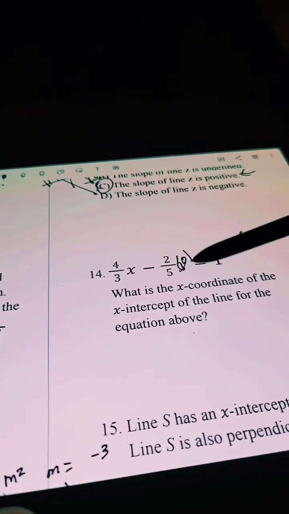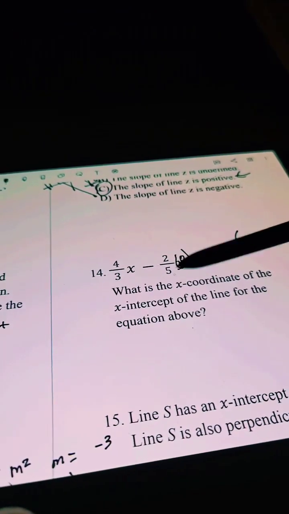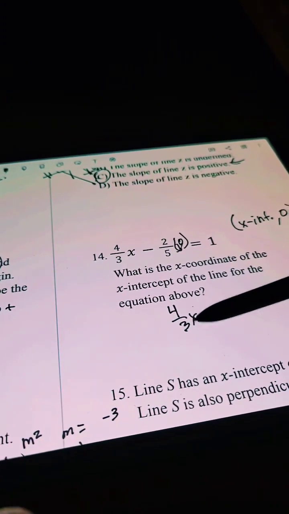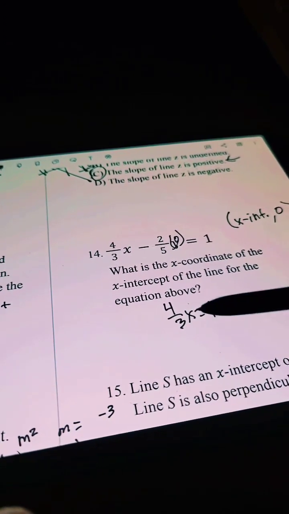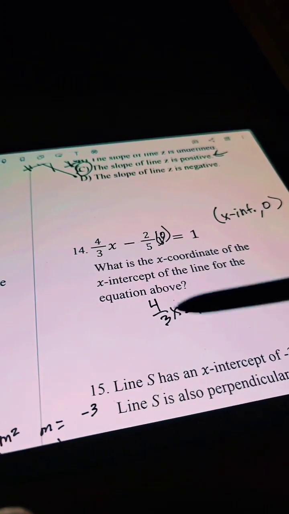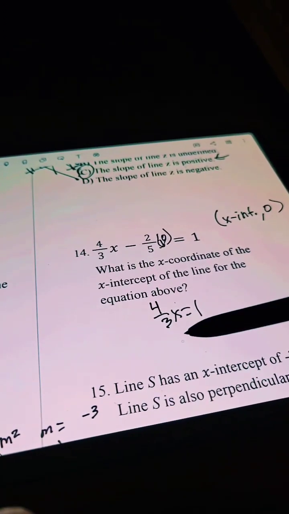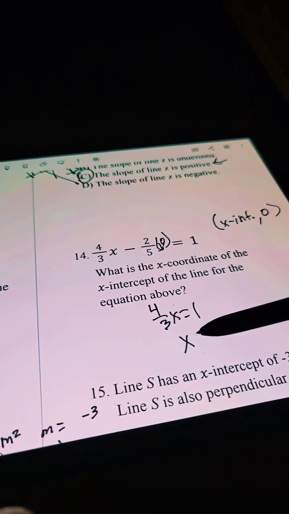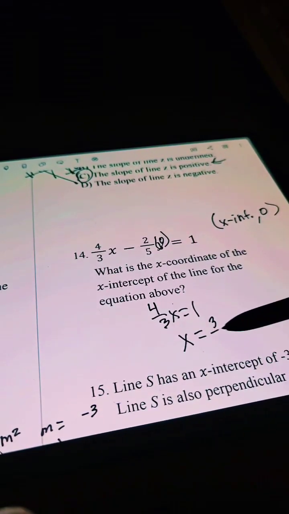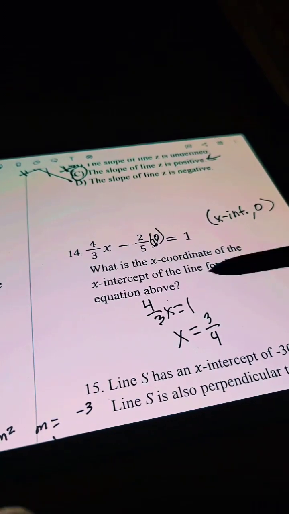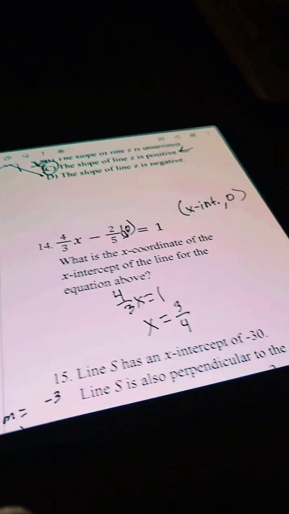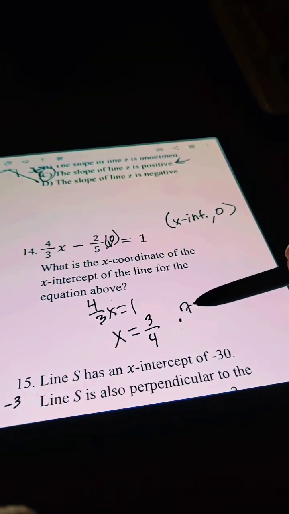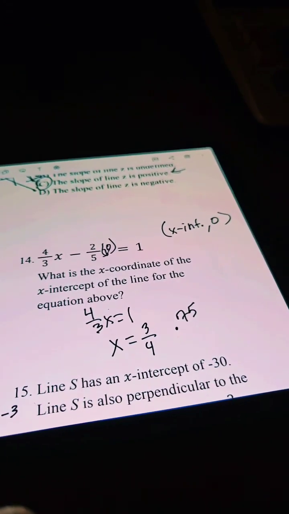If I plug in 0 for y right here, negative 2/5 times 0 is just 0, so I'm just left with 4/3 x is equal to 1. Now I just have to get x by itself, so I have to divide by 4/3. Dividing by a fraction is the same thing as multiplying by the reciprocal, so it's the same thing as multiplying by 3/4. So 1 times 3/4 is just going to be 3/4. So x is equal to 3/4. Remember, you also have the option on the exam to write it as a decimal, so this could be 0.75.